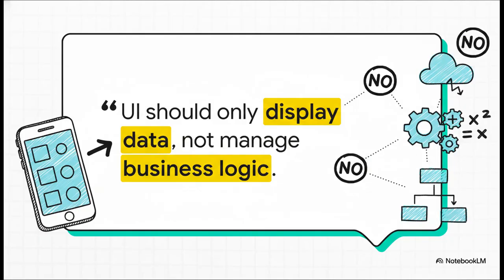And this is the golden rule, the one thing you need to remember. Your UI should only be responsible for one thing: displaying data. That's it. It shouldn't be making network calls. It shouldn't be doing complex math. Its job isn't to manage the core logic of your app. This whole idea is called separation of concerns.